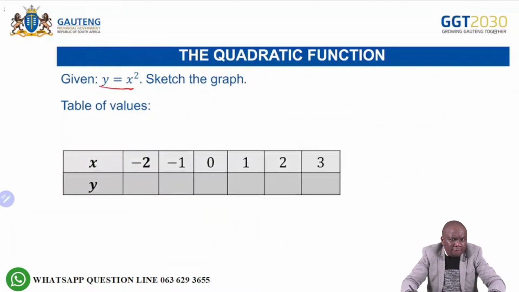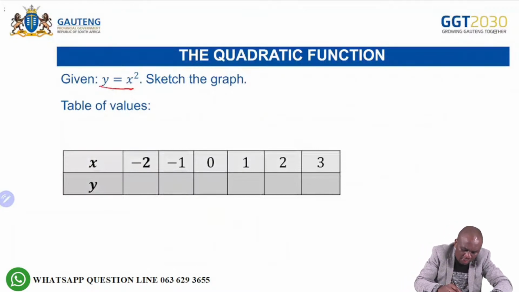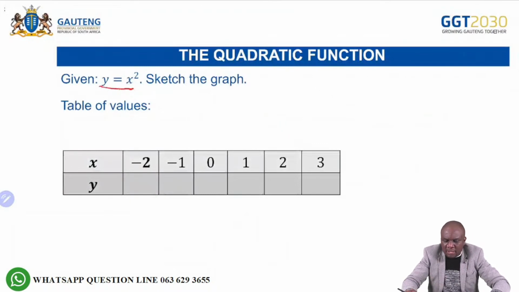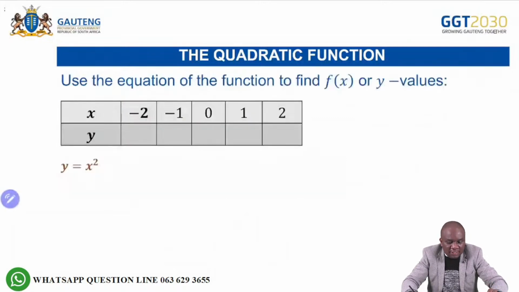I want us to fill in the table. Given this function, y is equal to x squared, and then we are given the table of values there. I want us to fill in the table of values in 2 minutes. And then after 2 minutes, I'm going to give you the answers. Then I'll give you the next instruction. Now, the first part is to fill in the table of values. Let's do that for 2 minutes.